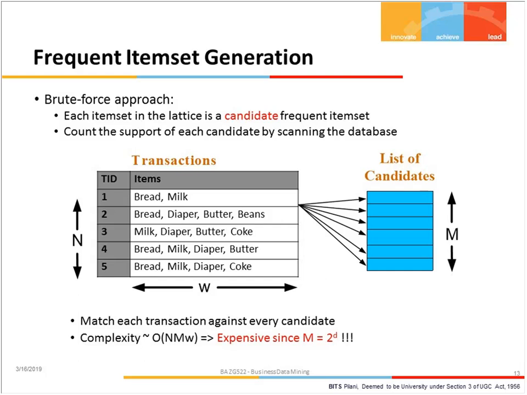So what it means is that we need to do N times M times w comparisons or computing operations. We can say that the complexity is of the order of N multiplied by M multiplied by w, where M itself is 2 to the power of d. If w represents the number of items sold by the store, then w itself will also be very big. So what we are saying is that this offers us a huge computational challenge.